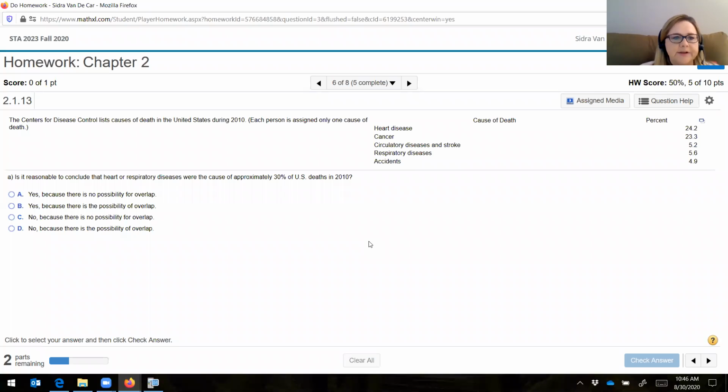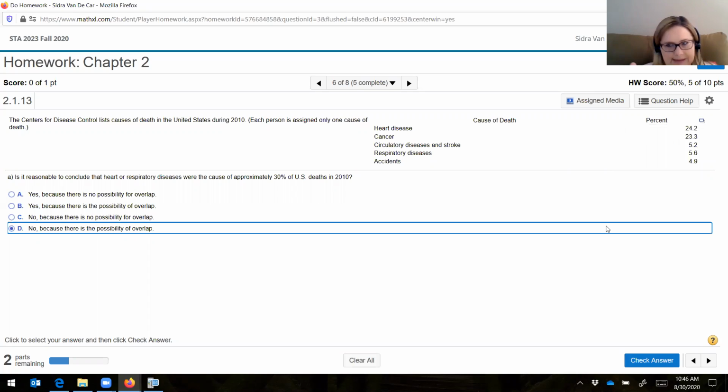The Centers for Disease Control lists causes of death in the United States during 2010. Each person is assigned only 1 cause of death. Okay, so here's our cause of death right here. Notice that I can click right here to open it in Excel or StatCrunch if you're using StatCrunch, but I'm not teaching you how to do it because I'd rather you use Excel, because in the real world, you're not going to have access to StatCrunch, but you might have access to Excel, okay?